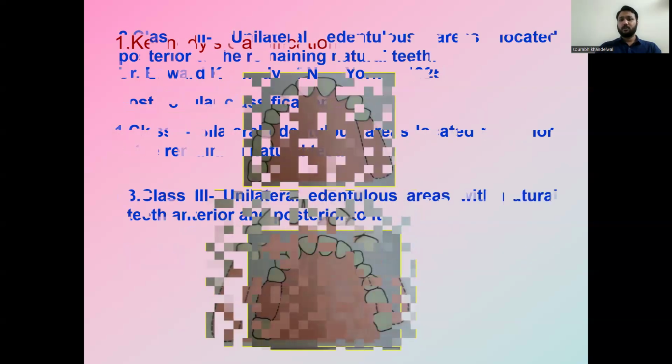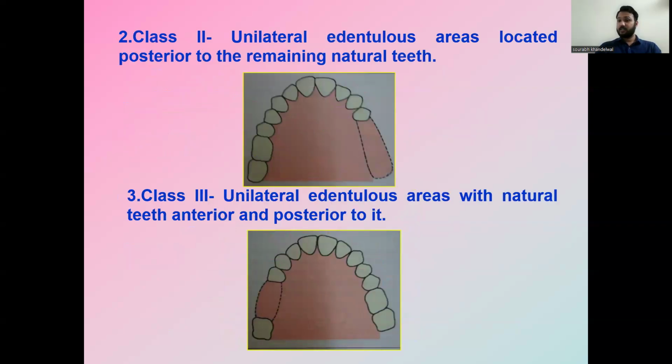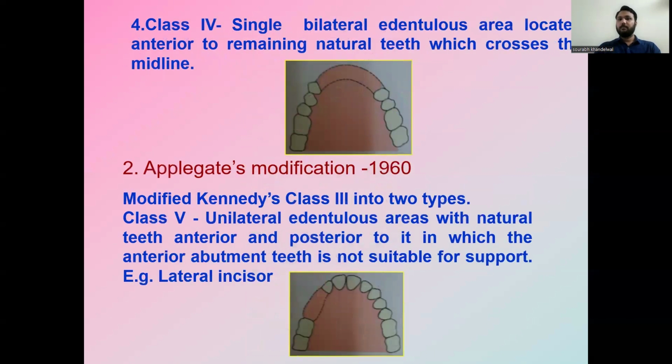Simple. Then what is class 2? Just the opposite, as I have discussed. When there is class 2, there is only a single unilateral edentulous area located posterior to the remaining natural teeth. Then class 3. Class 3 is a unilateral edentulous area with natural teeth present anterior and posterior to it. Then class 4. Class 4 is a single bilateral edentulous area located anterior to remaining natural teeth which crosses the midline. Then there are two Applegate modifications which were given by Applegate in 1960.